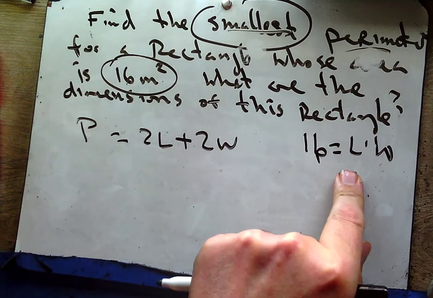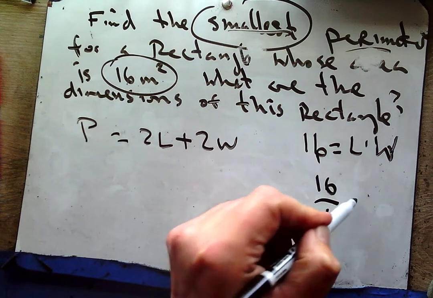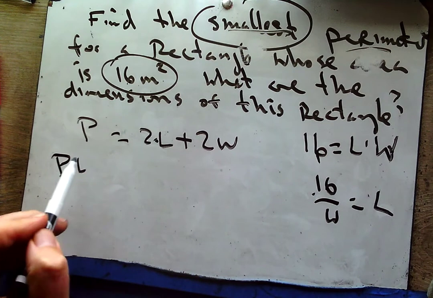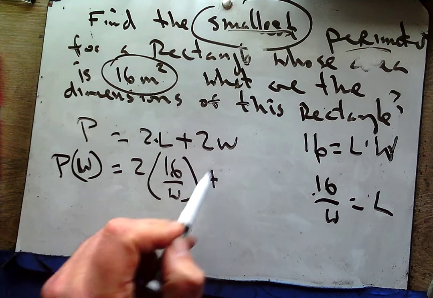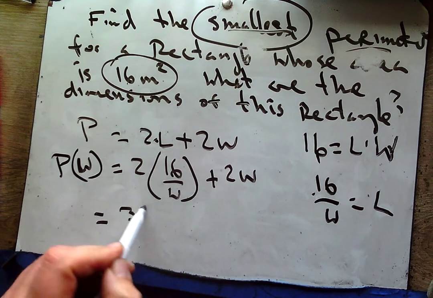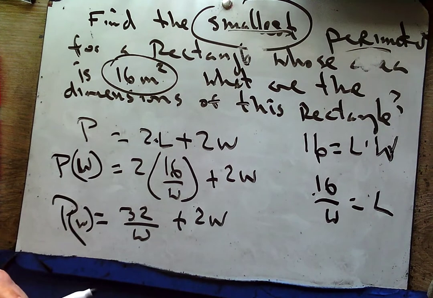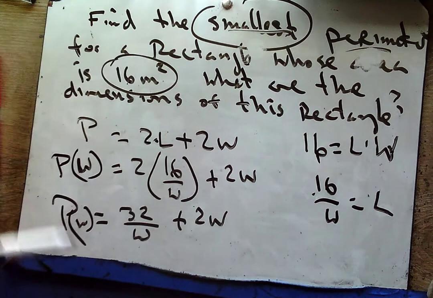So I'm going to use the helping equation over here and solve it for one of the variables: 16 over W equals L, so that I can plug that in here. P of W equals 2 times 16 over W plus 2W, or 32 over W plus 2W. There's my perimeter function. We've done the hardest part of this problem now. I think the calculus part of this problem is much easier. The pre-cal part, I mean, we did a problem like this last year.